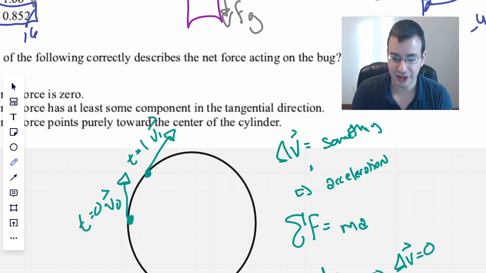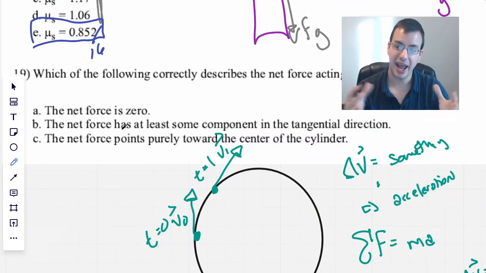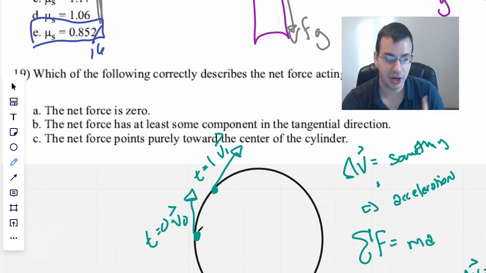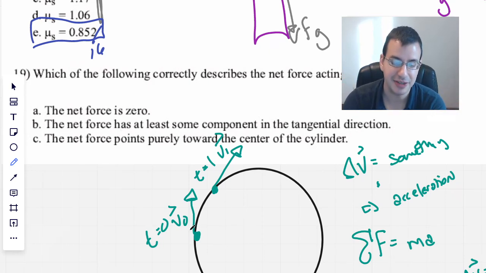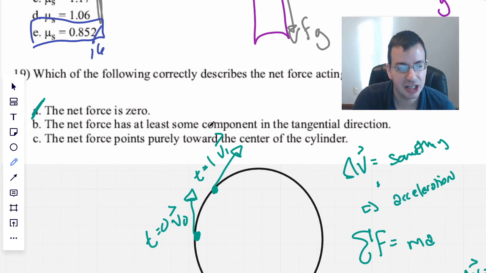So we know this is not the case, so we have the first one here, which says the net force is 0. There has to be a force. The velocity is changing because even though the speed is constant, the direction is changing. And so this is not true. The next option: the net force has at least some component in the tangential direction.